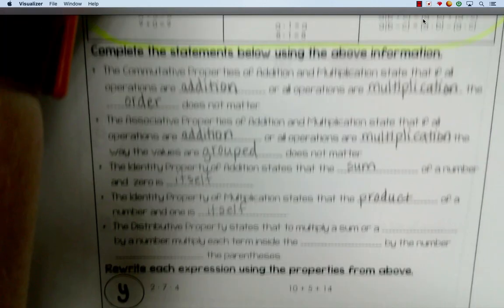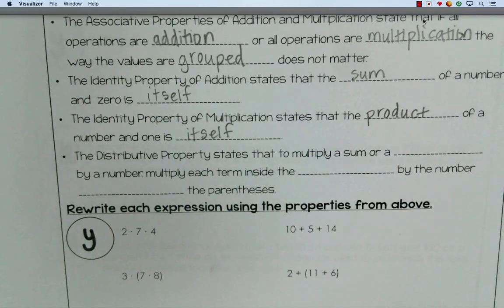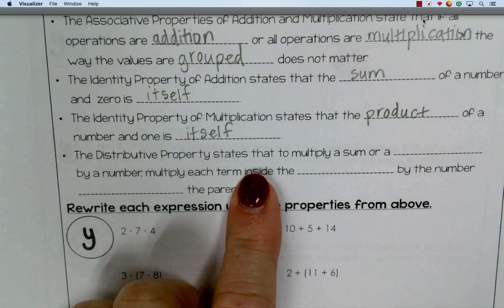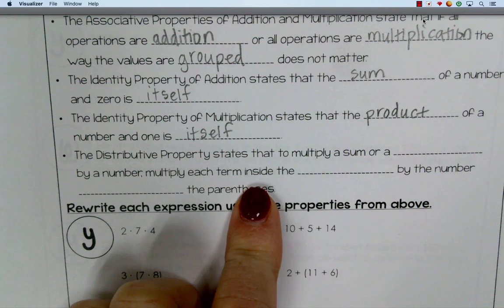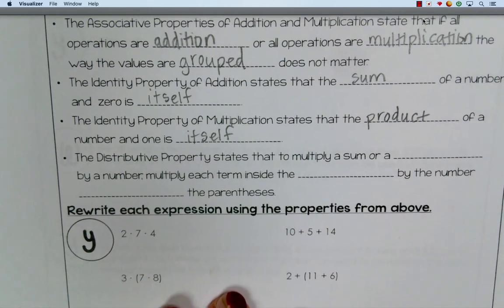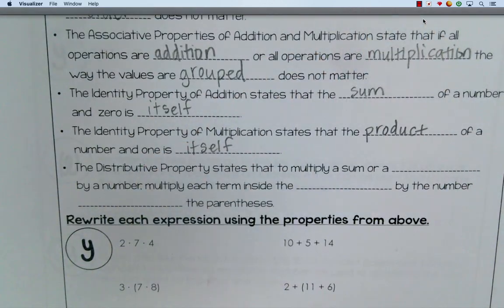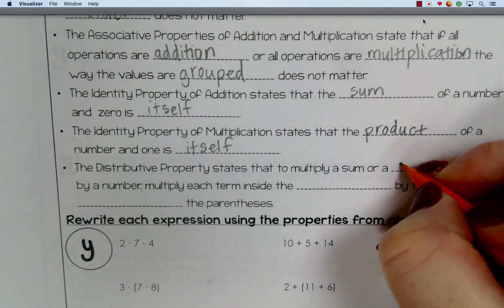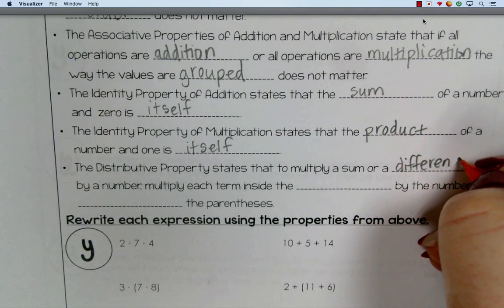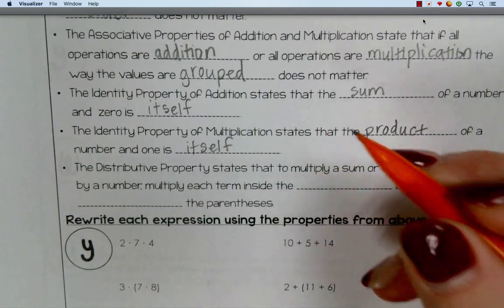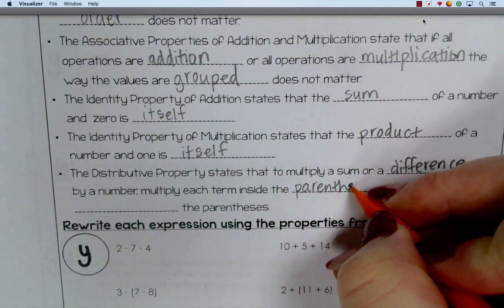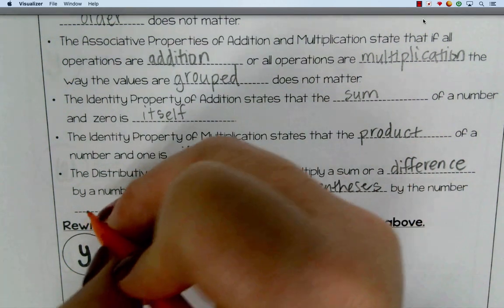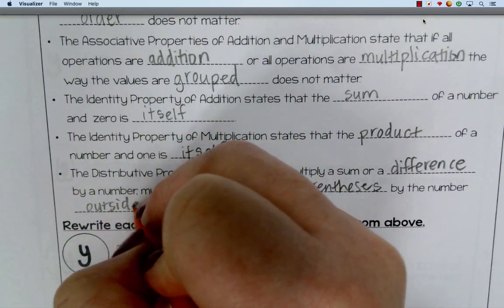And then the distributive property, which we used a little bit, remember, with greatest common factor, states that to multiply a sum or a difference by a number, multiply each term inside the parentheses by the number outside the parentheses.